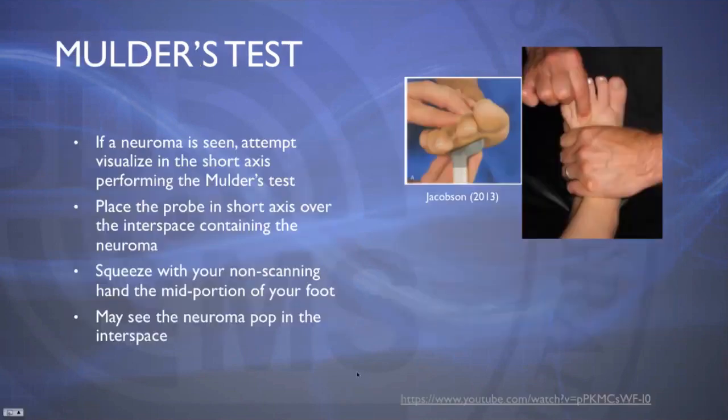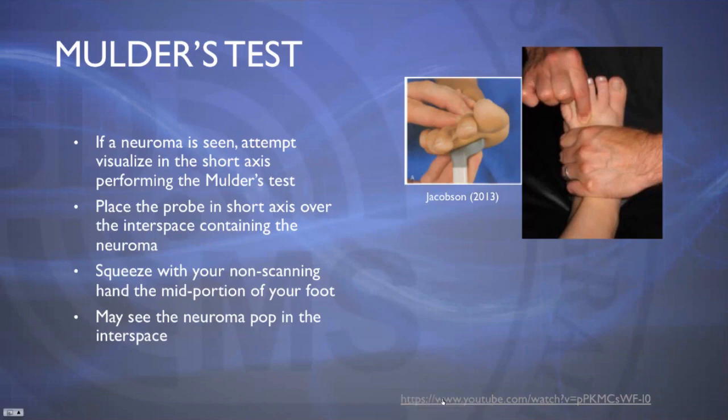And then we can do the Mulder's test. If we see a neuroma, we can attempt to visualize the neuroma in the short axis, and by performing this maneuver. You place the probe in transverse over the interspace containing the neuroma, and then you squeeze with your non-scanning hand the mid portion of the foot, as we're seeing right in here. And you may see the neuroma pop into the interspace.